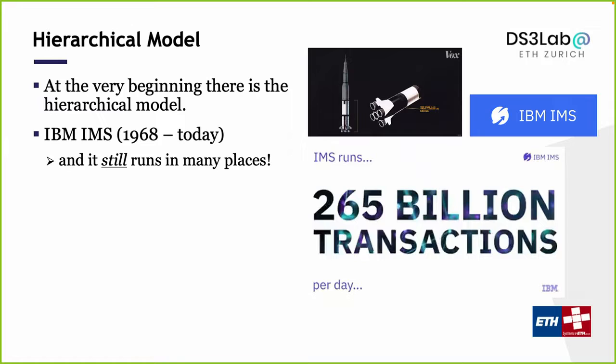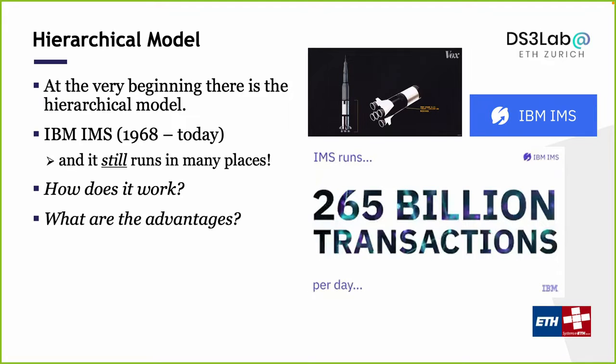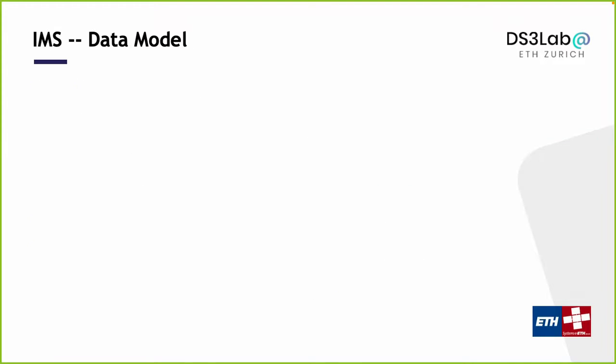So highly likely, if you go to a bank, go to an ATM machine, when you withdraw some money, highly likely you are triggering some of the IMS transactions. So let's talk about how that works. What are the advantages of a hierarchical model, and what are the limitations?